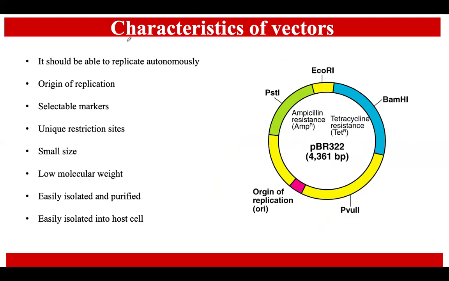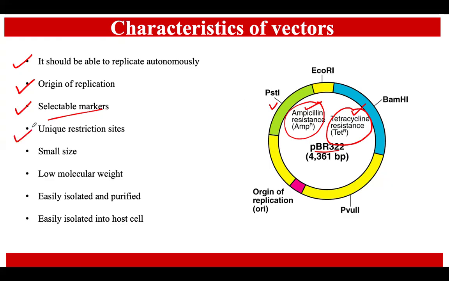Now, what are the characteristics of vectors which make them successful for cloning purposes? It should be able to replicate autonomously. It must have an origin of replication. It must have selectable markers. What are selectable markers? Basically, the regions on the plasmid which can be used for the identification of the transformed cells. And in the specific case of pBR322, it's the ampicillin resistance gene and the tetracycline resistance gene. And we are going to discuss this in the coming slides.